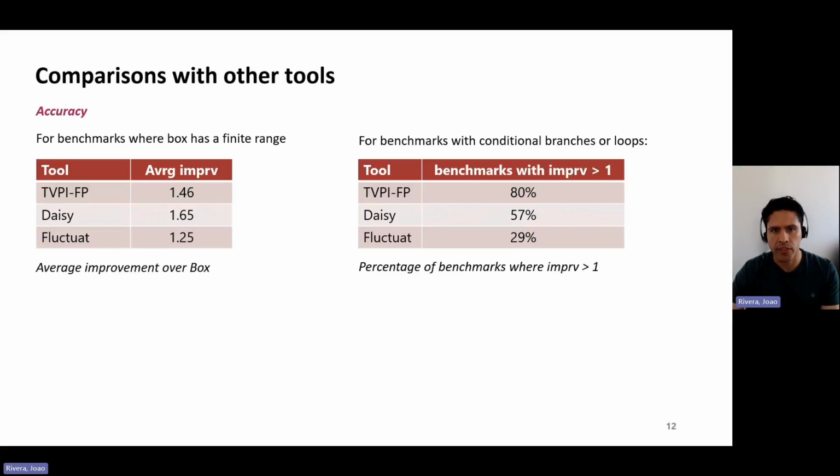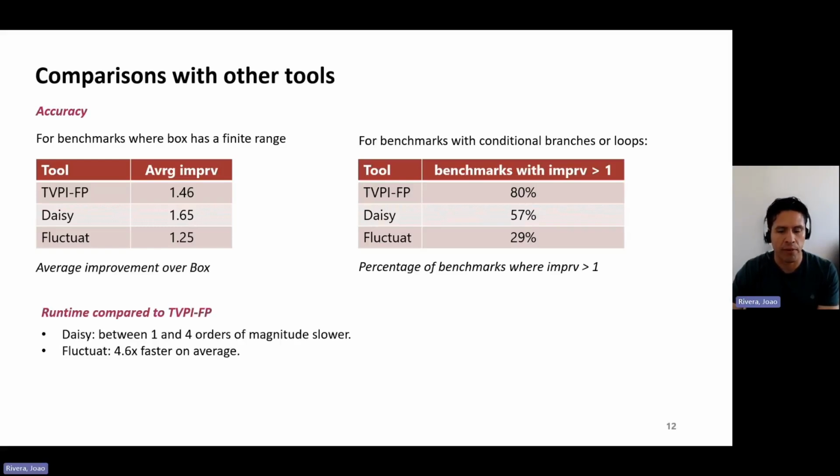But another interesting thing is that out of benchmarks that consist of branches and loops, we improve over bots in 80% of the cases, whereas, for instance, Fluctuat only improved for this set of benchmarks in 29% of the cases. In terms of runtime, TVPI is way faster than DAISY because, as I already mentioned, DAISY uses solvers, so it's between 1 and 4 orders of magnitude slower, whereas Fluctuat is actually faster, it's 4.6 times faster on average.